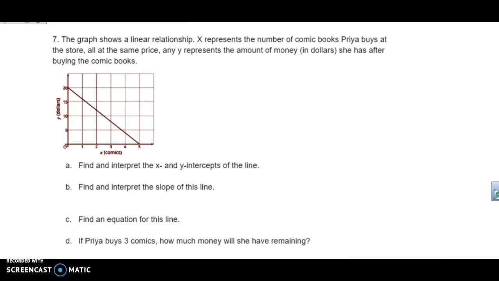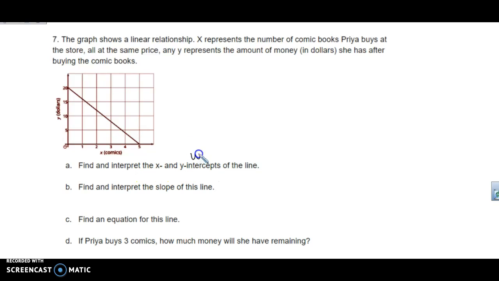Alright, if we look at number 7, it says the graph shows a linear relationship. X represents the number of comic books Pyra buys at the store, all at the same price, and Y represents the amount of money in dollars she has after buying the comic books. Question A asks us to find and interpret the x and y intercepts.